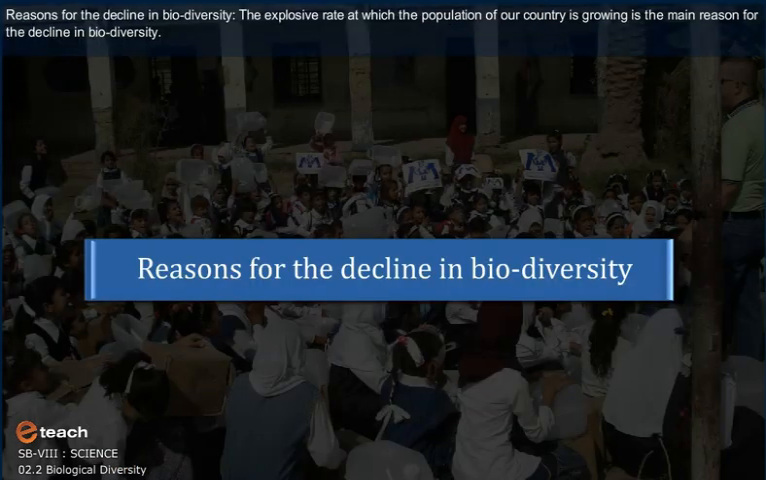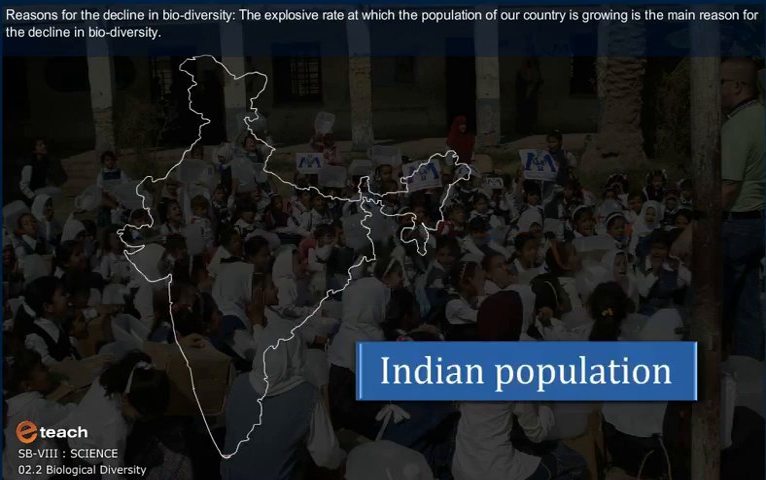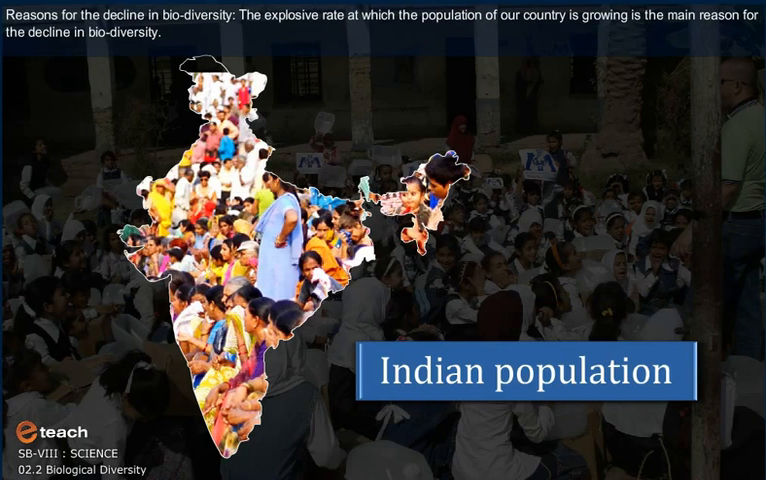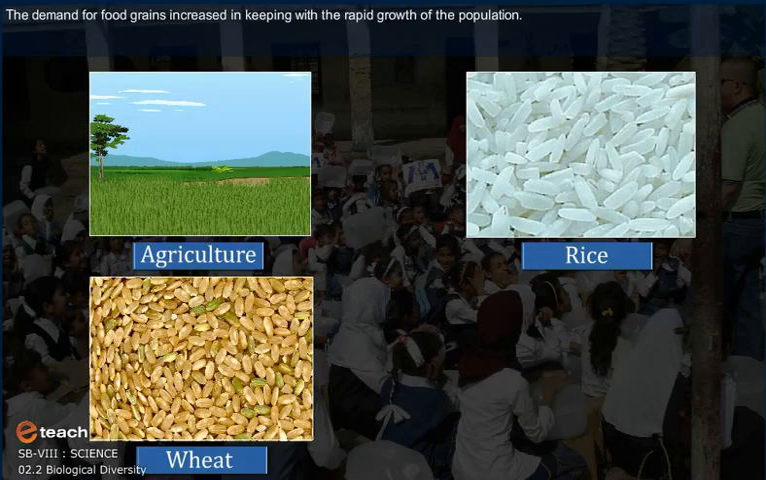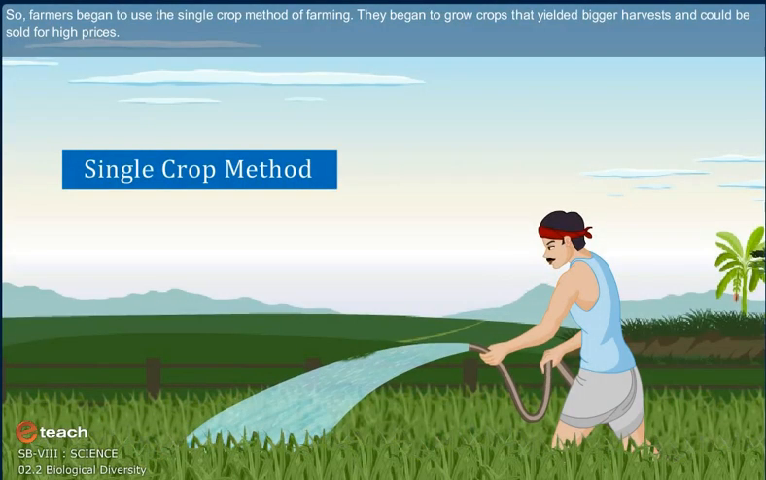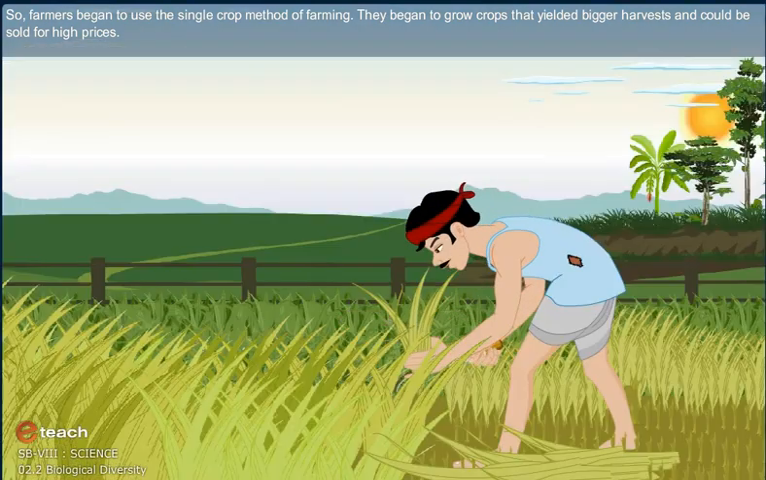Reasons for the decline in biodiversity. The explosive rate at which the population of our country is growing is the main reason for the decline in biodiversity. The demand for food grains increased in keeping with the rapid growth of the population. So farmers began to use the single crop method of farming. They began to grow crops that yielded bigger harvests and could be sold for high prices.